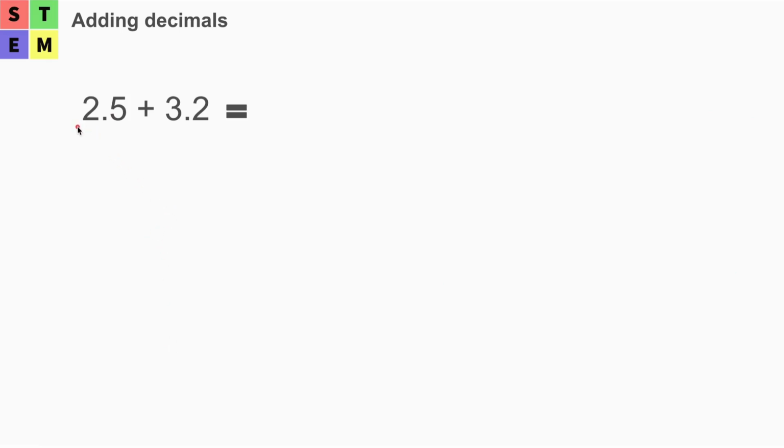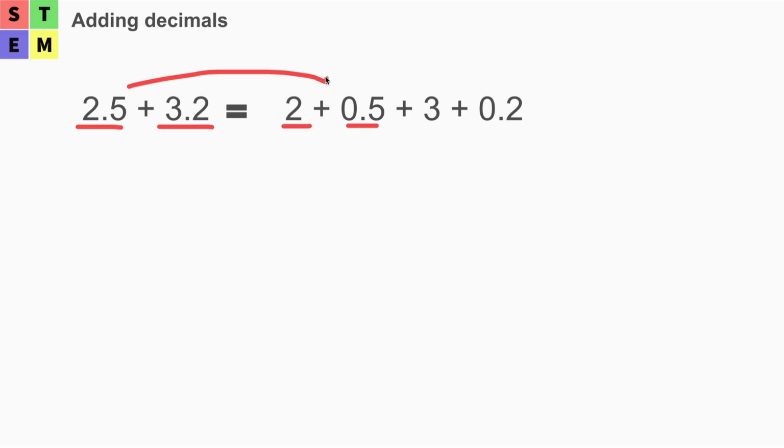So let's take a look at our other examples. So 2.5. We are getting more and more complicated here. So 2.5 plus 3.2. What should we do? So 2.5 is 2 plus 0.5, right? And 3.2 is 3 plus 0.2, okay?